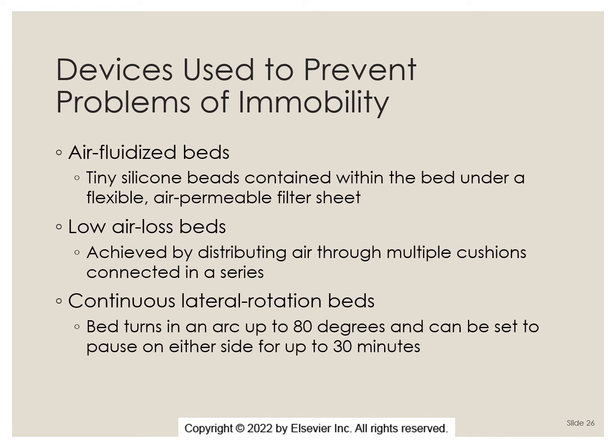Low air loss support beds are achieved by distributing air through multiple cushions connected in a series. The cushions are calibrated to provide maximum pressure relief for the individual patient. Shear and friction are reduced or eliminated because the cushions give with the patient during any movement or rest. This bed is contraindicated for a patient with an unstable spine.